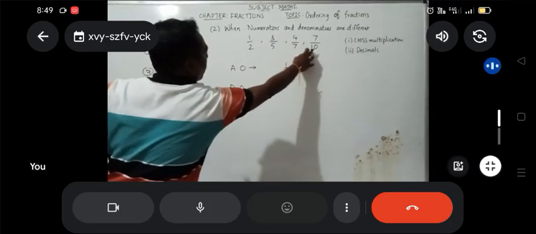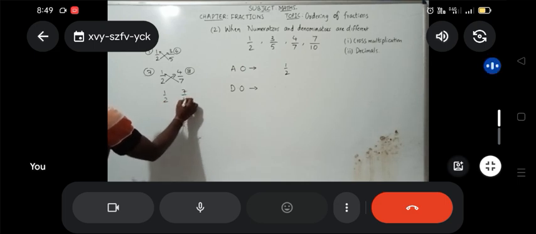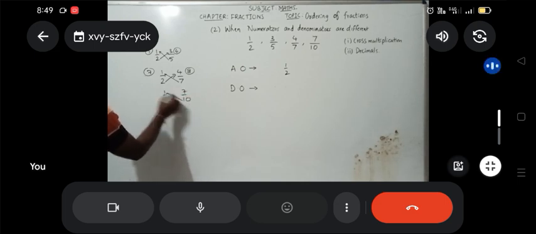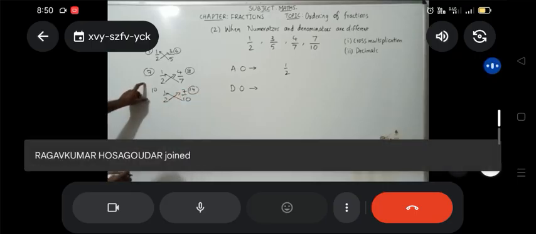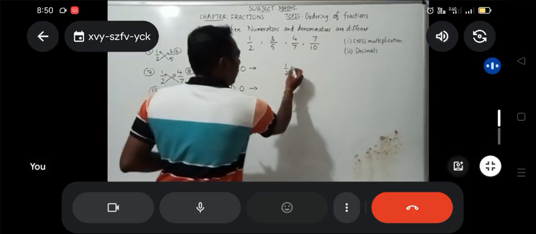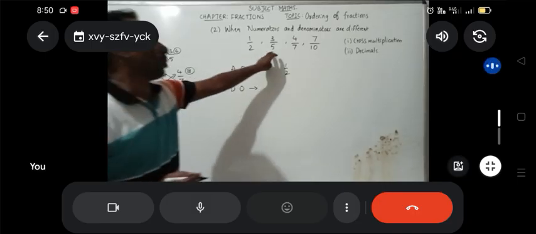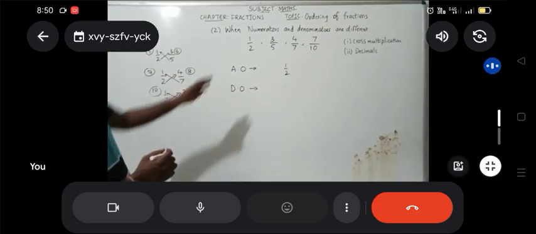Next, 1 by 2 should be compared with the 7 by 10. 1 by 2, 7 by 10. 10 ones are 10. 2 sevens are 14. So, among all these, you can decide 1 by 2 is the smallest one. First you have written 1 by 2. Now, how many are there? 3 by 5, 4 by 7 and 7 by 10.